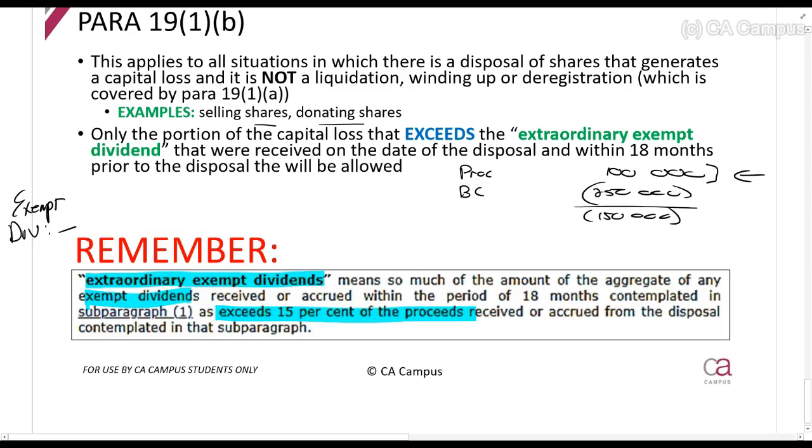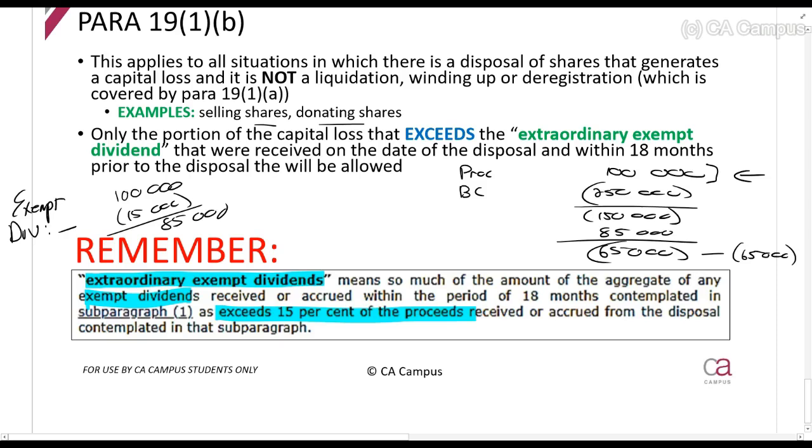If my exempt dividend was 100,000 rands, I would deduct the 15,000 from it, left with 85,000. The 150,000 minus 85,000 is 65,000. So 65,000 rands will then be allowed as a loss that I can claim. So you can only claim a capital loss if it is more than the exempt dividend, or in this case the extraordinary exempt dividend.